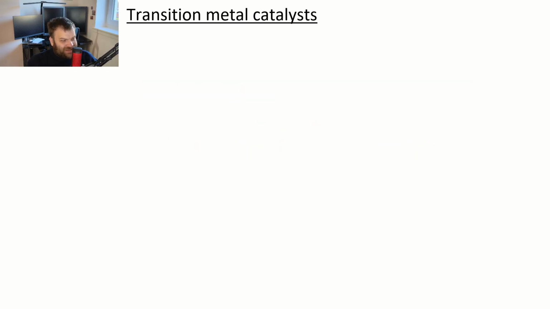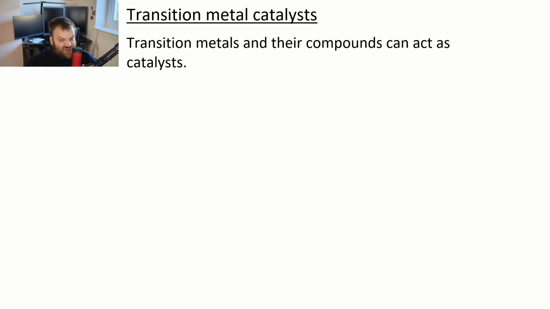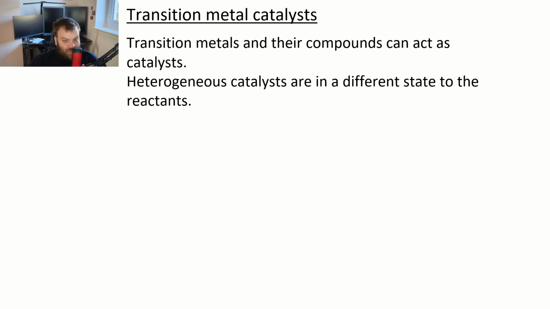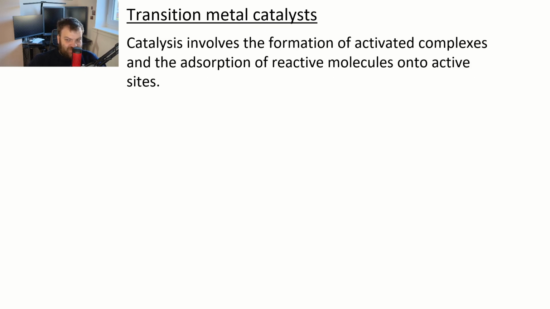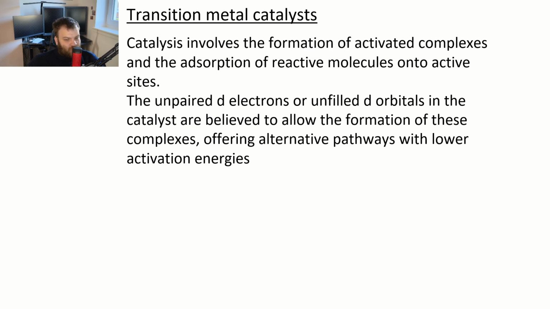Transition metals and their compounds can act as catalysts. There are two types of catalysis that we're going to focus on. That is heterogeneous catalysis, where the catalyst is in a different state to the reactant, versus homogeneous, where they're in the same state as each other. Catalysis involves making activated complexes and the reactive molecules adsorb onto the surface of the catalyst. It's believed that the unpaired electrons are what allows these substances to act as catalysts, able to form alternative pathways, and these pathways are the ones that have lower activation energies, which allow the reaction to happen more readily.